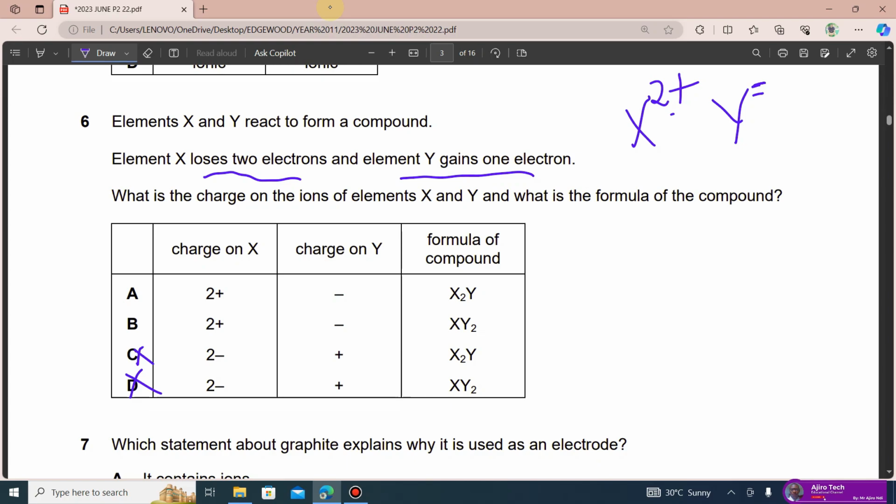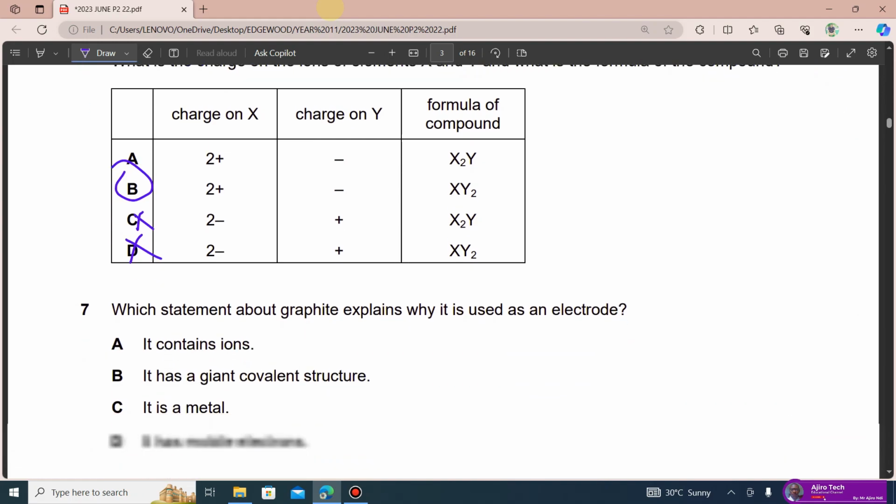So what kind of compound will they form? Sorry, let's erase this. So if this is 2 plus and this is minus 1, they exchange these powers, excluding the charge. So the 2 goes down here, and the 1 in Y comes down. So you're going to have X1, Y2. So that's more like XY2. So XY2 is option B.